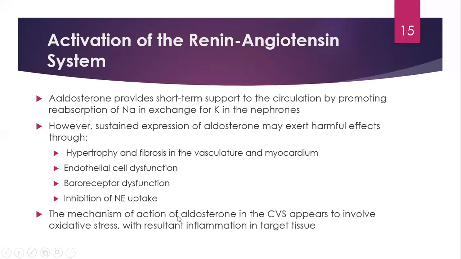And the way aldosterone acts in the cardiovascular system, they've shown, appears to involve oxidative stress. When this oxidative stress happens, it finally results in inflammation in the target tissue. That's why aldosterone is one of the key hormones implicated in the fibrosis that occurs in chronic heart failure. And once this sets in, it is no longer reversible.